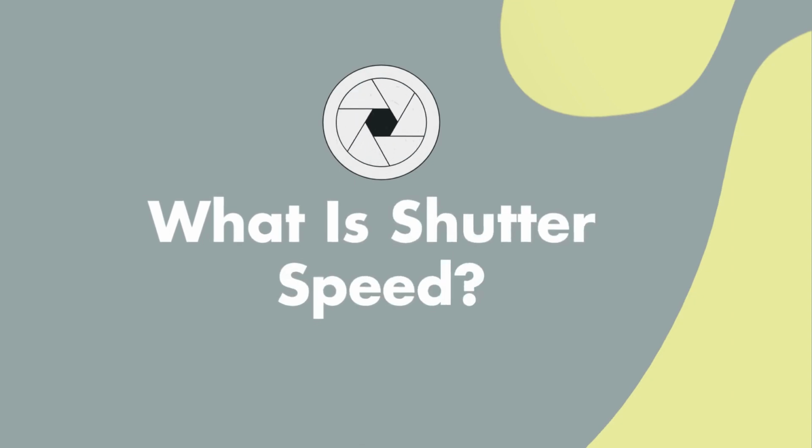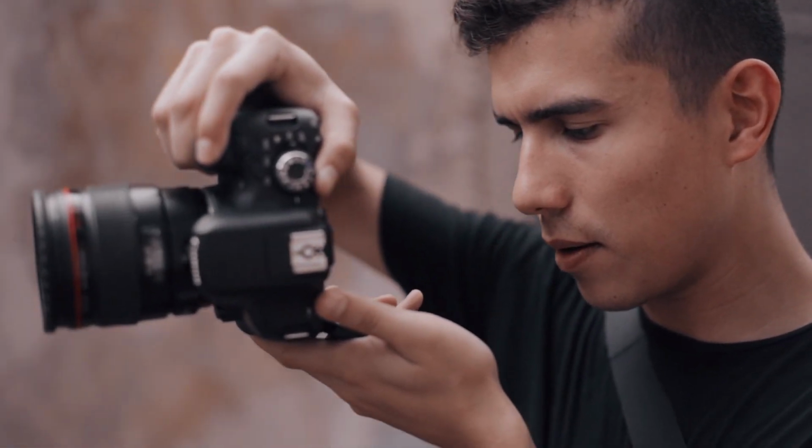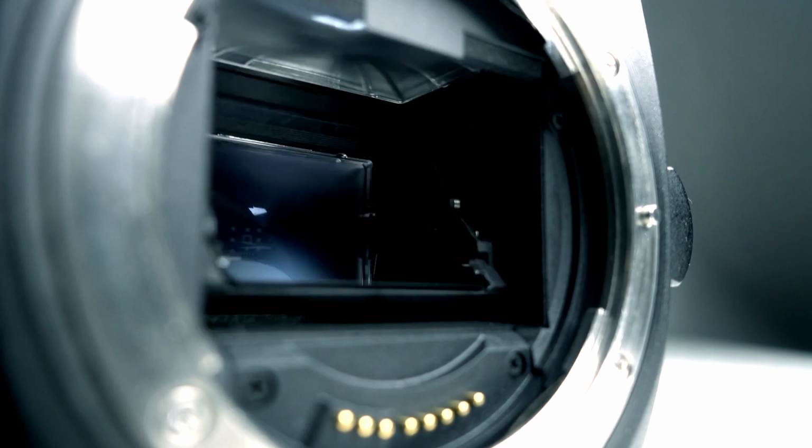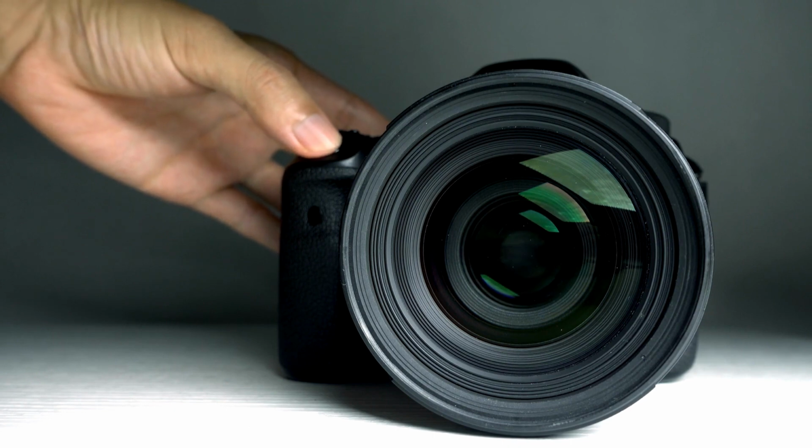Next up is shutter speed. Shutter speed refers to the amount of time the camera's shutter is open, allowing light to hit the sensor. It's measured in seconds or fractions of a second. A faster shutter speed, like 1/1000th of a second, will freeze motion, while a slower shutter speed, like 1/30th of a second, will create motion blur.